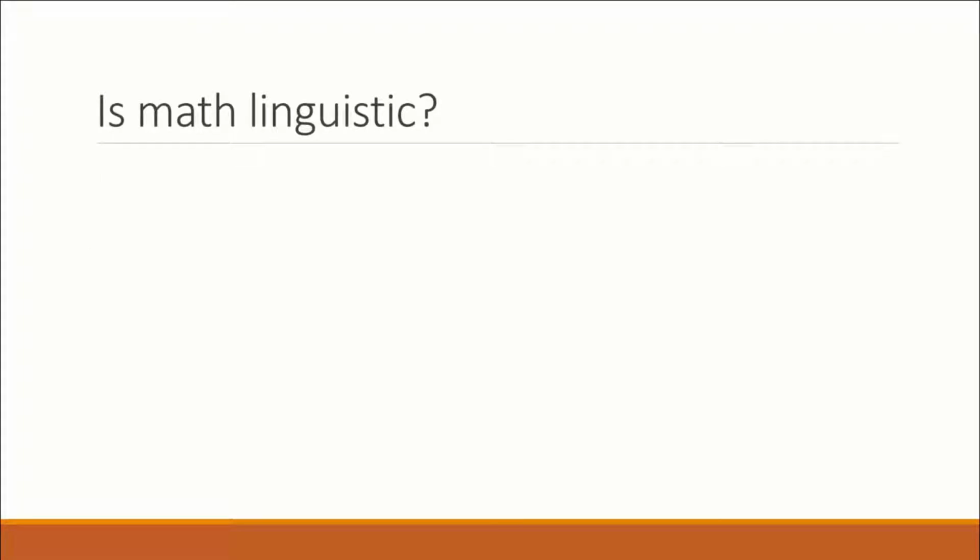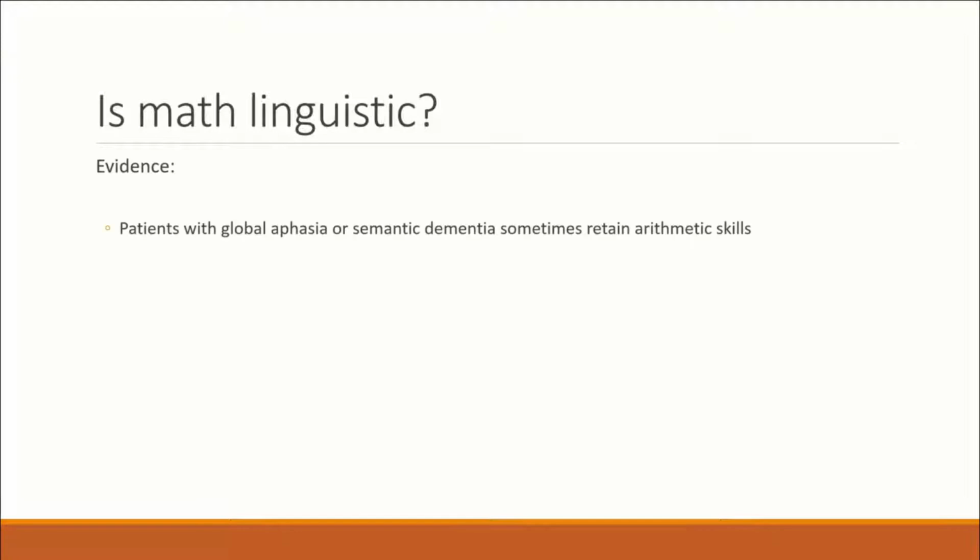So what evidence do we have that math may not be linguistic? For one, patients with global aphasia or semantic dementia sometimes retain arithmetic skills. This shows that the two skills, or at least the most essential aspects of the skills, are localized in structurally distinct areas of the brain.